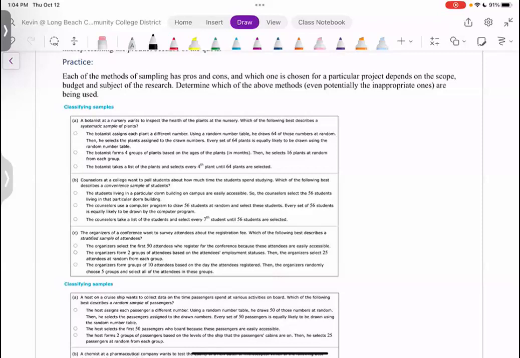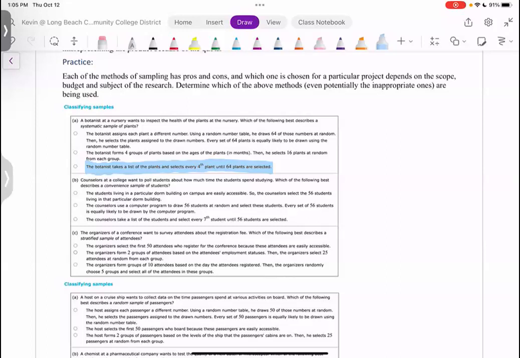The second one. The botanist forms 4 groups of plants based on the ages of the plants in months. Then he selects 16 plants at random from each group. That's stratified. That's definitely not systematic. The third one. The botanist takes a list of the plants and selects every 4th plant until 64 plants are selected. That is our winner. That is definitely systematic.